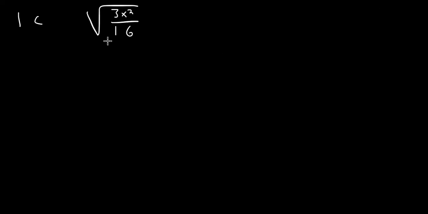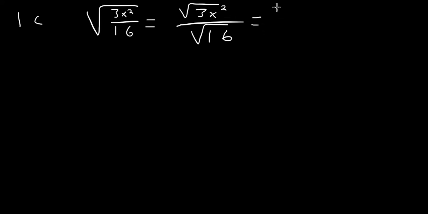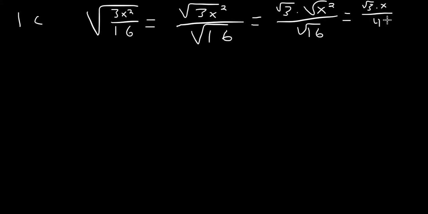For 1c, we have the square root of 3x squared divided by 16. Using our quotient property, this could be the square root of 3x squared divided by the square root of 16, which would become, using our product property for the numerator, square root of 3 times the square root of x squared divided by the square root of 16. Now the square root of x squared is x, so we'd have square root 3 times x, and the square root of 16 is 4, so that would be our final answer.